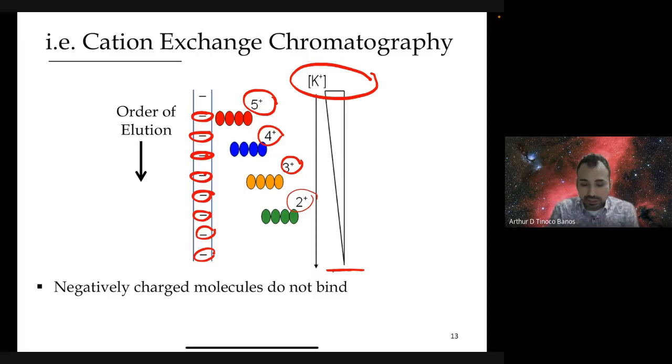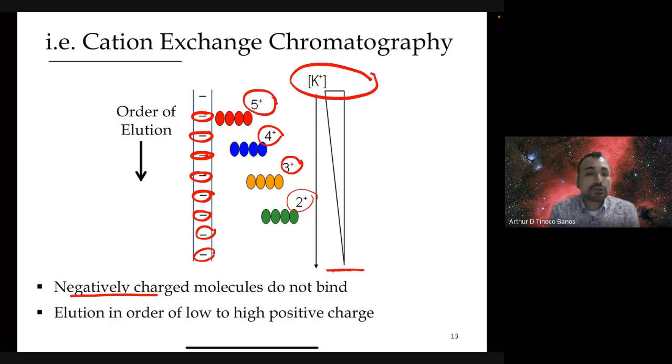So in the first part of just passing the buffer without increasing potassium, anything that is negatively charged or anything that is neutral will not bind. But then you will have an elution in order of low to high positive charge. And so that will be the approach that you take to really nicely separate your sample.